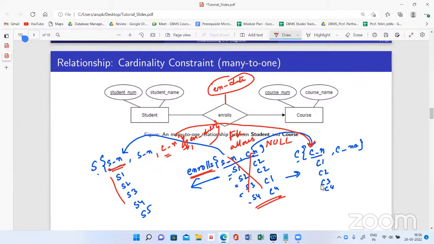So, fine. If you try to find a rule, what could be your rule? The primary key of the one part goes as an attribute of the many part, right? The primary key of the one side goes as an attribute of the many side. Is it true? Yes, sir.